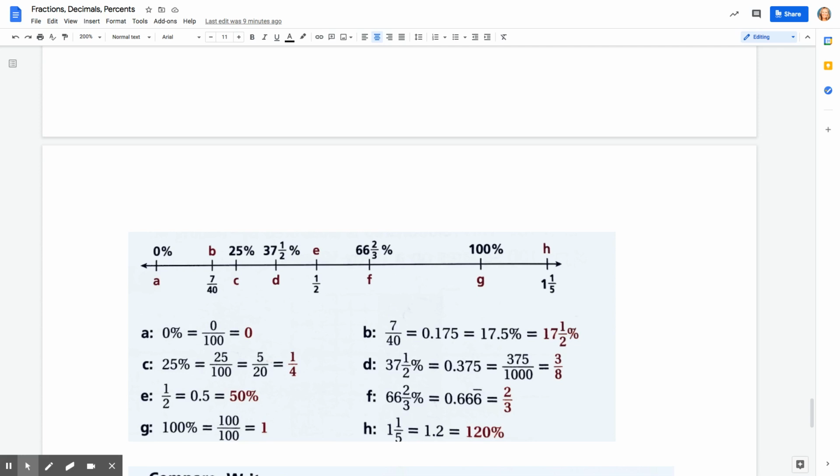25%. What is that written as a fraction? Well, again, to go from percent to fraction, put it over 100. There it is as a fraction, and then you need to simplify it. So that's 5 over 20. It's still not simplified, so it's 1/4. What would this be written as a decimal? 0.25.